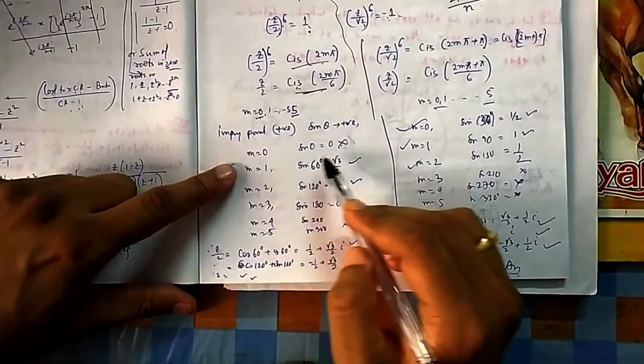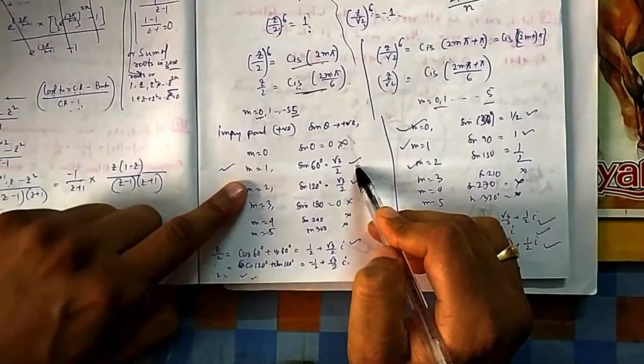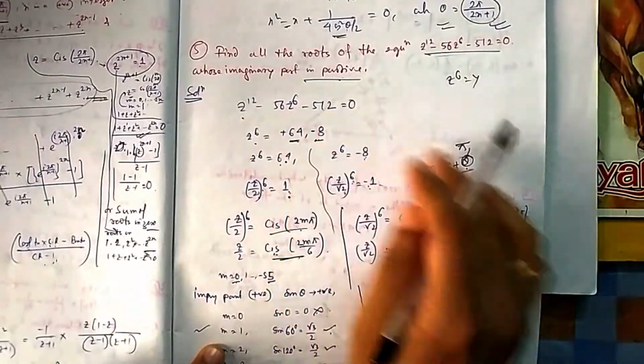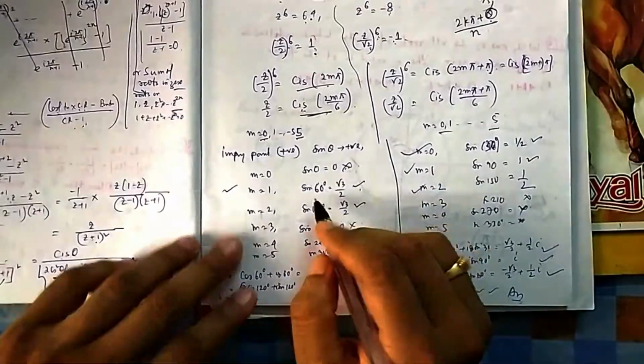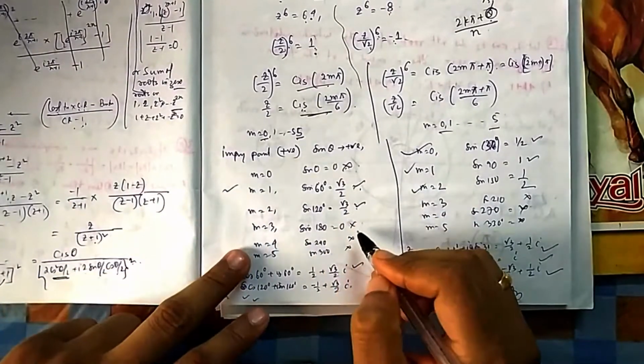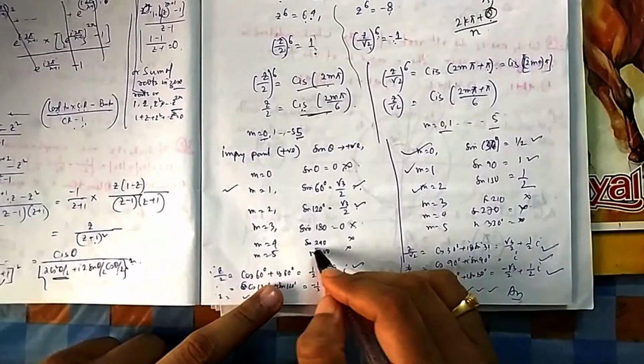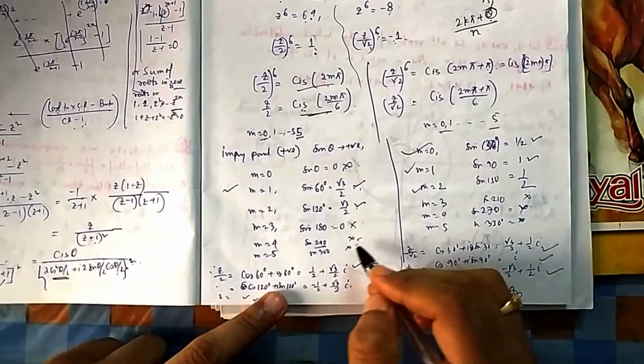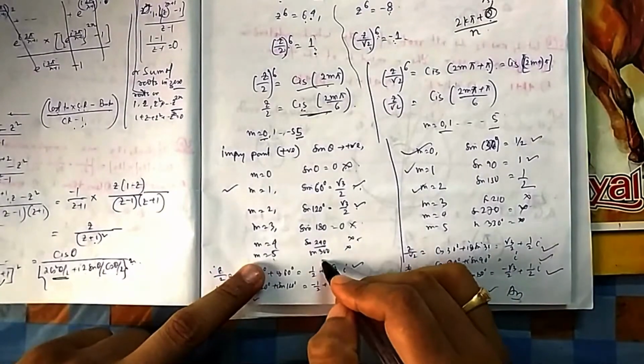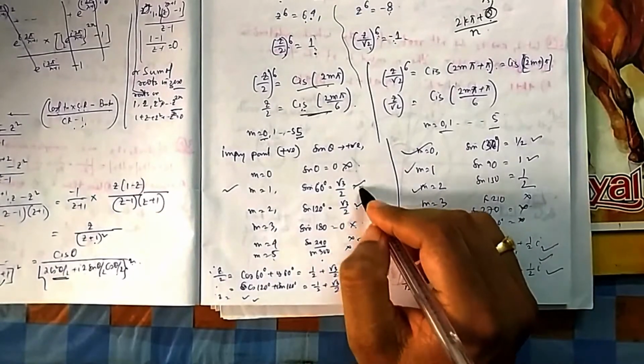If you put m equal to 0, what is sin? If you put m equal to 1, what is sin? Your sin part should be positive. 0 is not a positive number, so it cannot be. So 1 can be, 2 can be, 3 again it is 0, it cannot be, because it must be positive. For m equal to 4 it is sin 240, which is negative, we need not find the value. For m equal to 5 it is sin 300, which is negative. So you have 2 values.